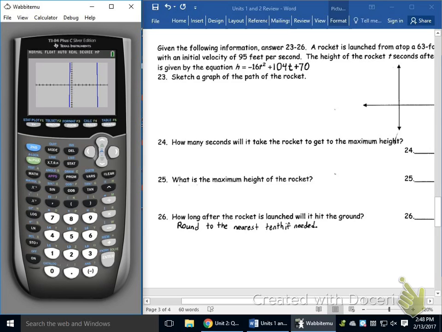So I'm going to hit second, calculate, 0. And when it asks for a left bound, I'm just typing in a 6 for x, enter, right bound, 8 for x, enter, and enter one more time. And it'll tell me at 7.1 seconds is when it's hitting. So for number 26, I now have my answer of 7.1.